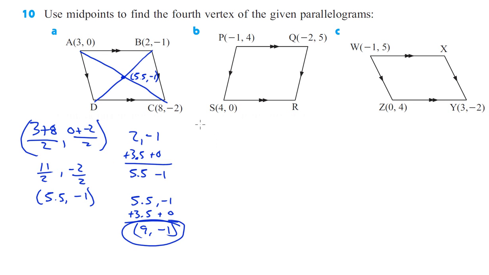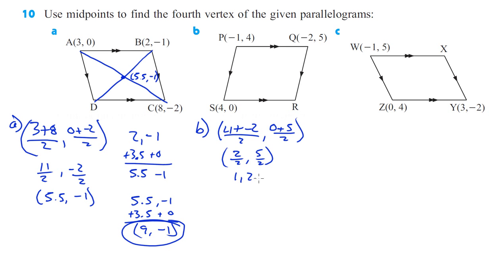All right, for B, we're going to want to do the same idea, find the midpoint of S and Q. So we'll do 4 plus negative 2 over 2, and 0 plus 5 over 2, so that's 2 halves and 5 halves, which gives us 1 and 2.5. Okay, so that's the midpoint.